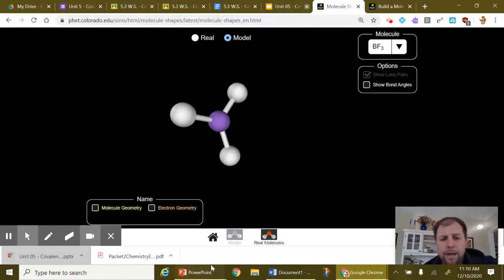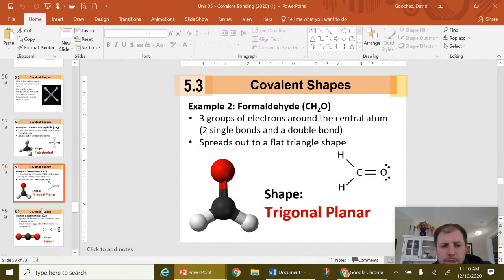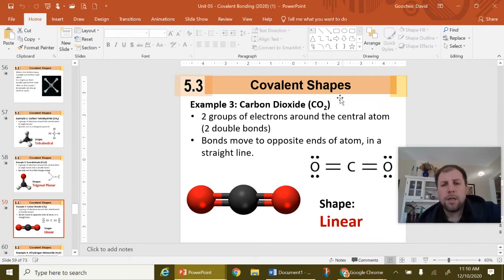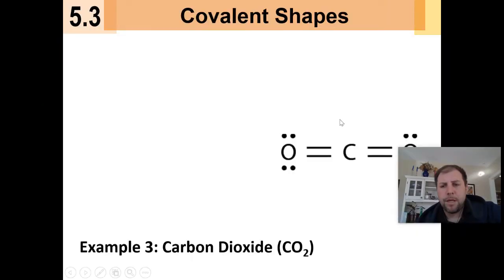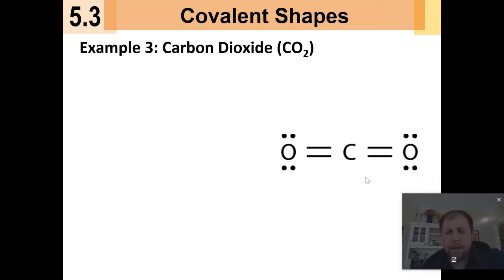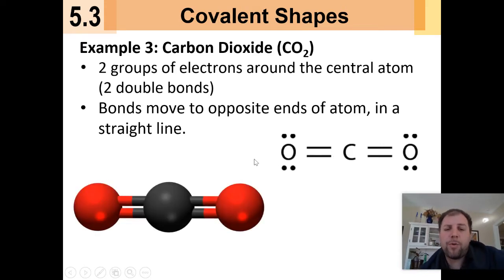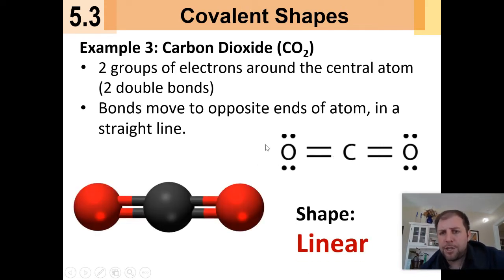Okay, let's take a look at another one. Here we have carbon dioxide, CO2. This carbon dioxide has two groups of electrons around the central atom. It has a double bond over here and a double bond over there. And now because there's only two things going on around the central atom, those two double bonds are going to move to opposite sides of the carbon. They're going to space out as far away from each other as they can. And we call this a linear shape molecule.